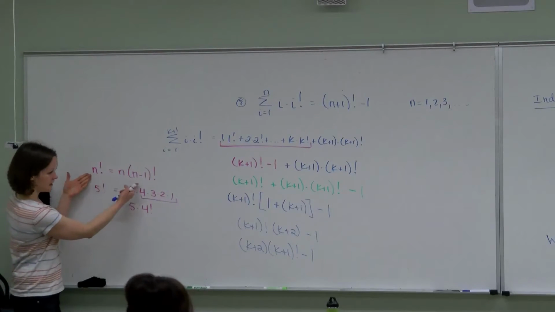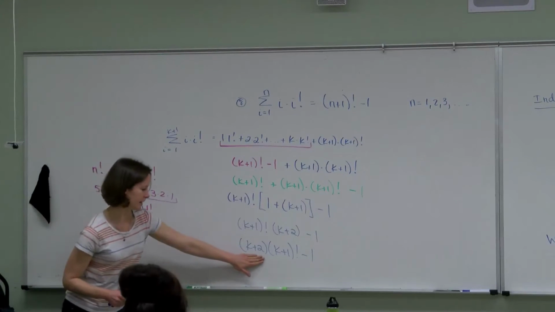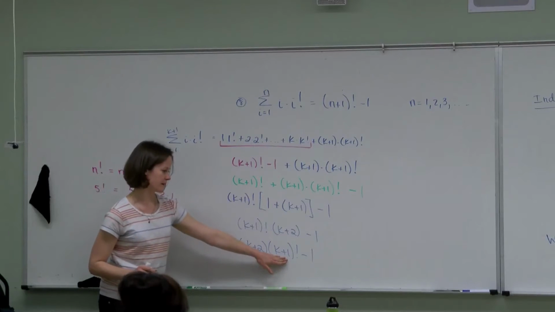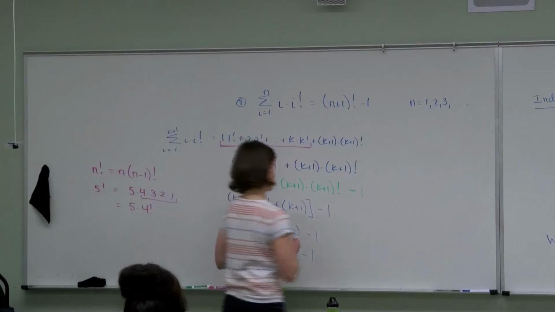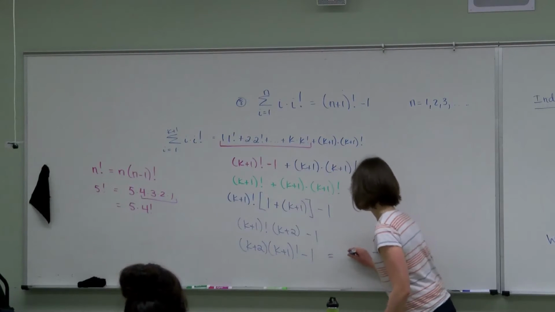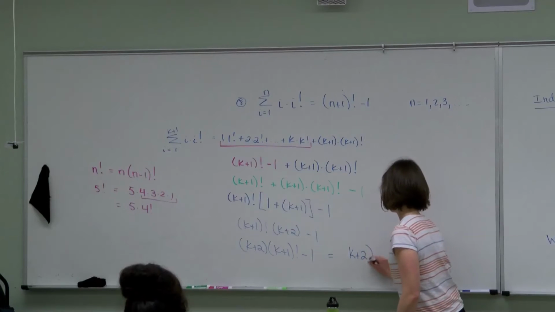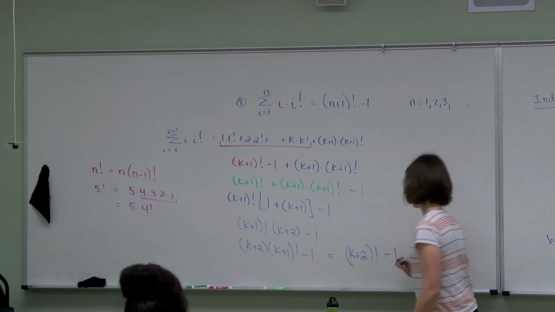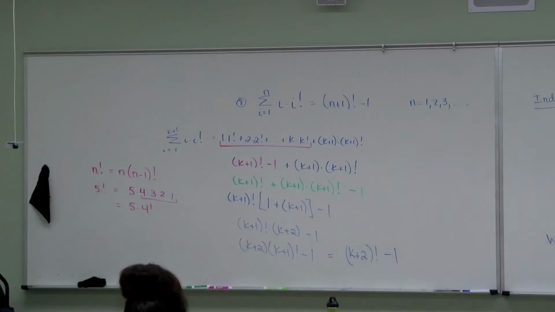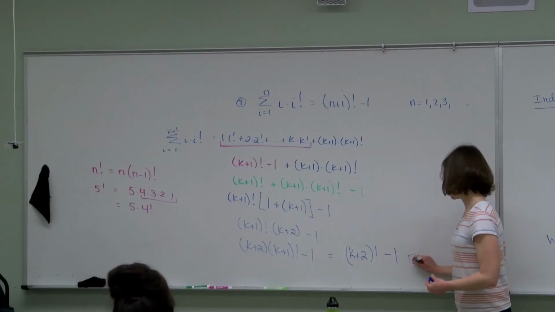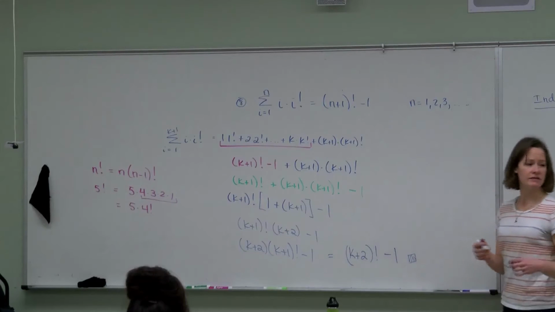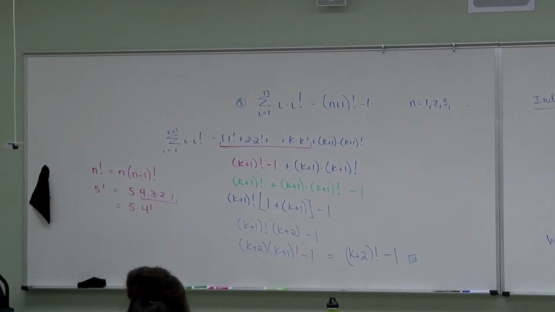So once you see this, then you can rewrite the k plus 2 times k plus 1 factorial as just k plus 2 factorial. And then we still have that minus 1. So we look back over here, and yes, that is where we wanted to go. So at this point, step 3 is complete. So we can draw our little box or our QED or our cloud or whatever it is that we like to draw at the end of our proof.